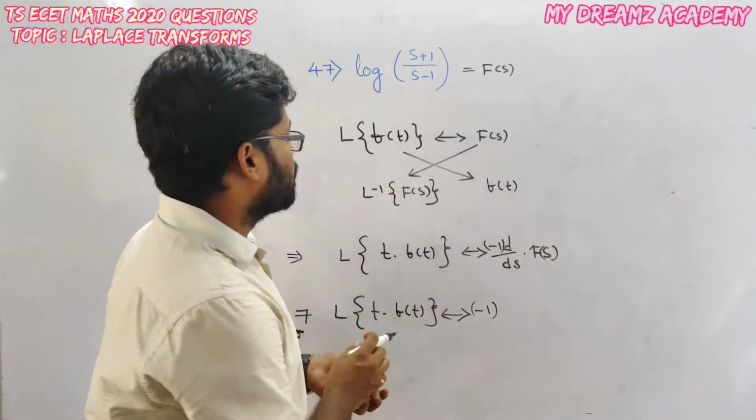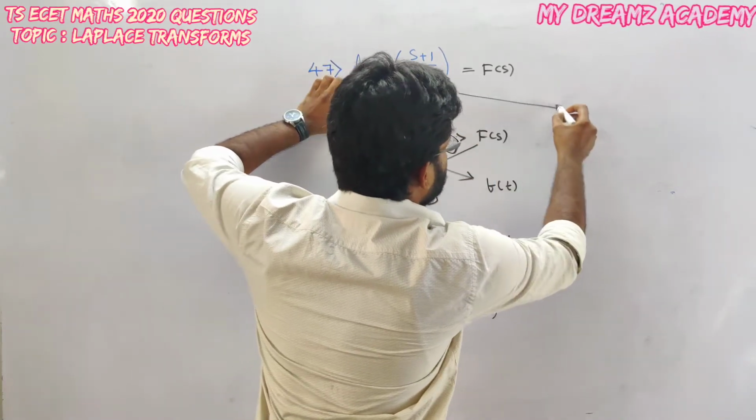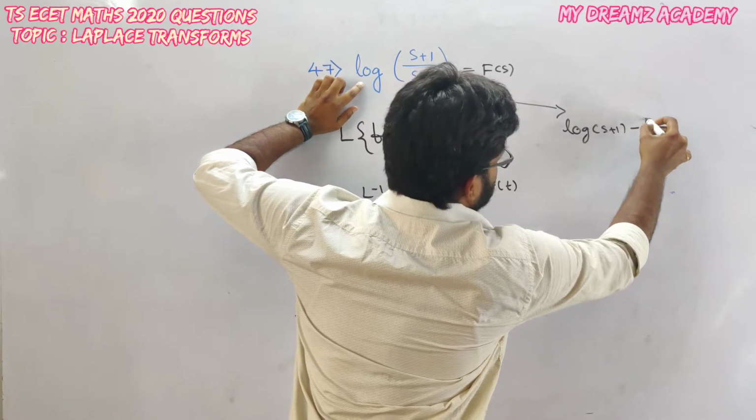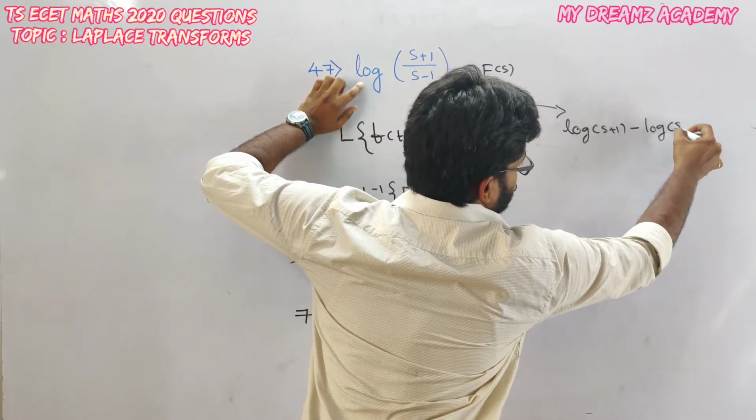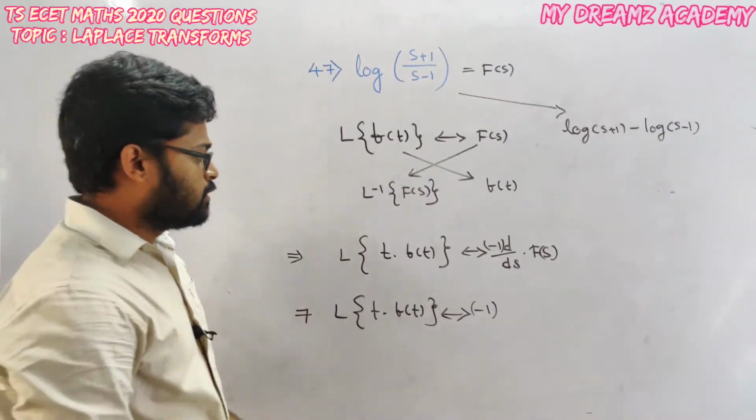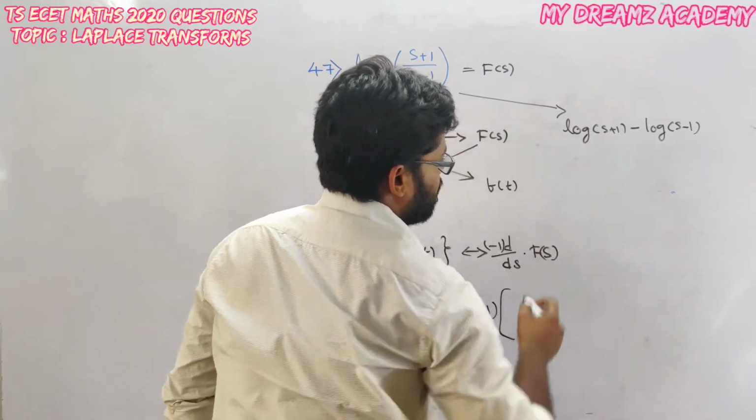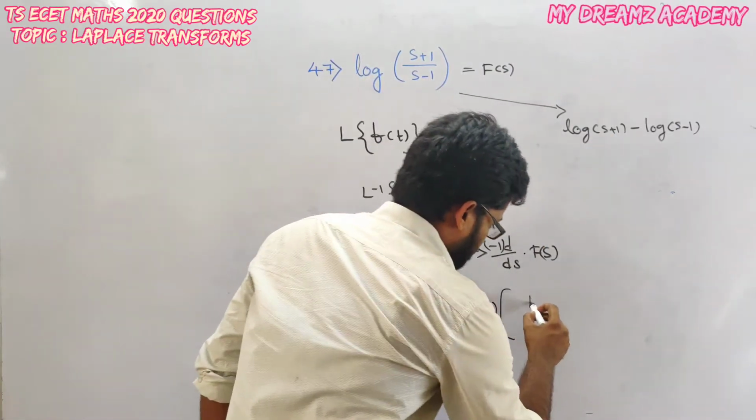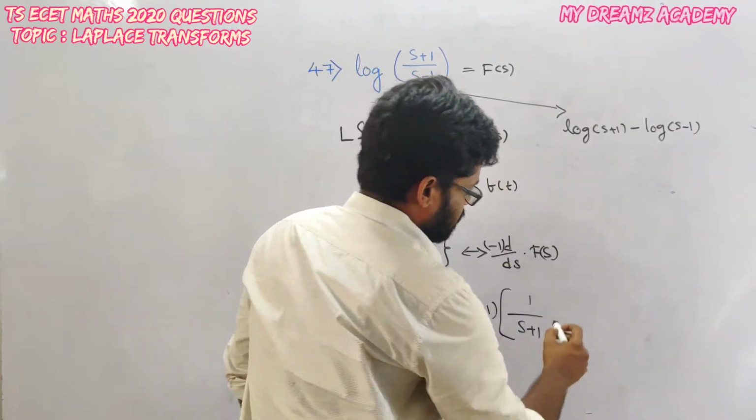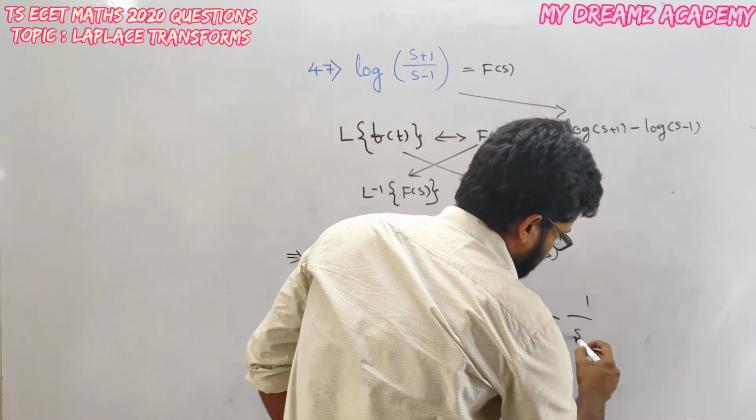Do the differentiation of log (s plus 1) by (s minus 1), this is nothing but log (s plus 1) minus log (s minus 1). Log a by b equals log a minus log b. Apply differentiation for this. The differentiation of log (s plus 1) will give 1 by (s plus 1). Differentiation of log (s minus 1) will give 1 by (s minus 1).